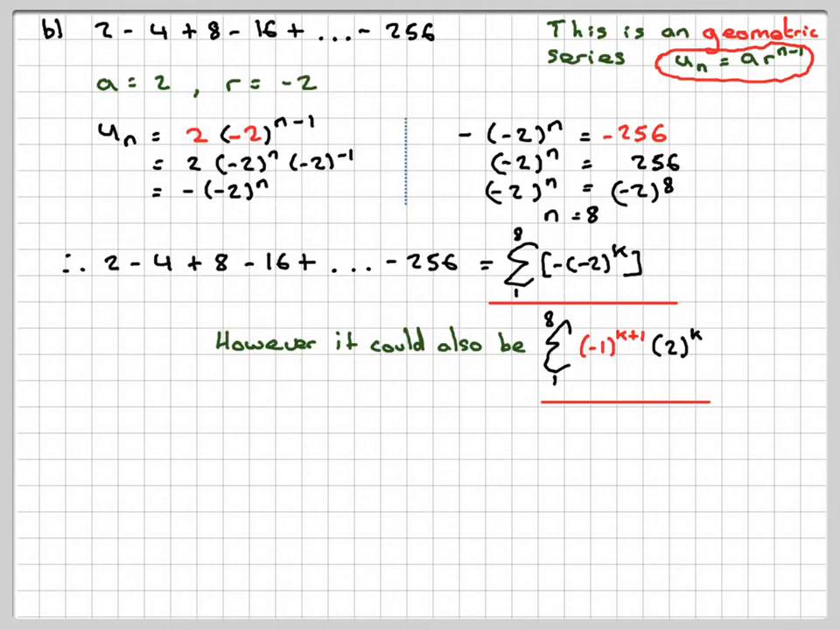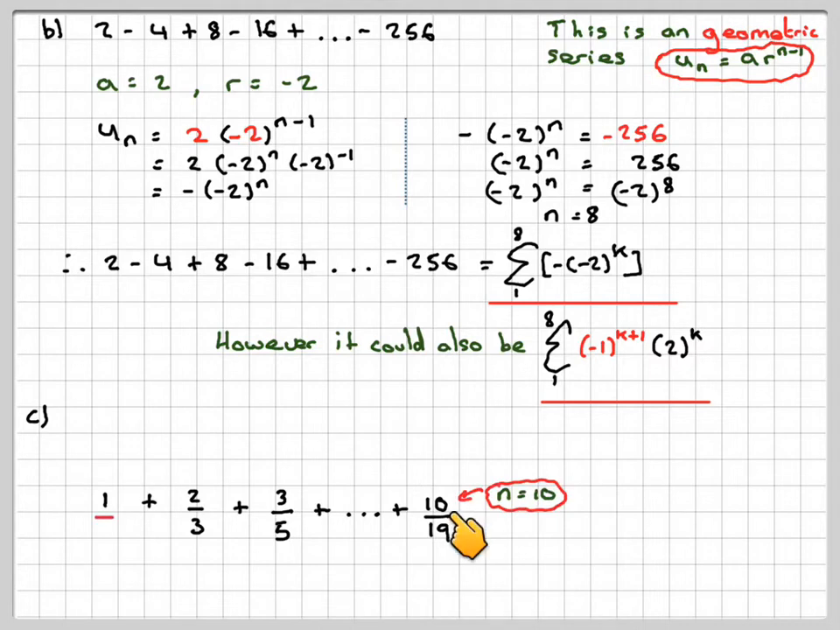Quite a useful technique. Right, the third one is a fraction. Now, it's a good idea sometimes to separate the numerator and the denominator. We can see straight away that n is equal to 10. And if we write the first term as a fraction as well, 1 over 1, the numerator is also an arithmetic series. We probably don't need to actually do this bit.